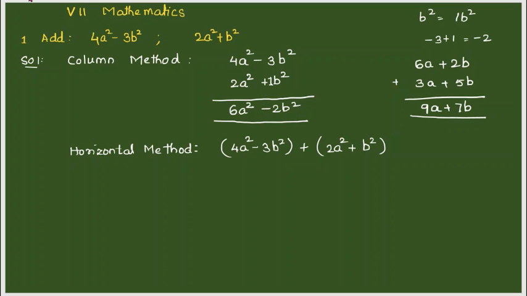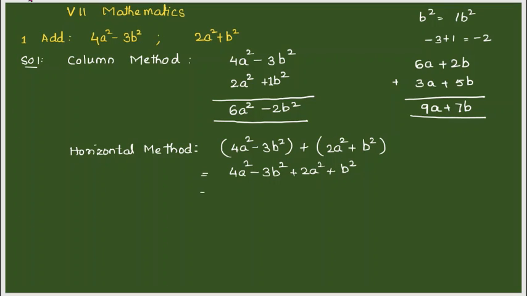That is, let us write. So here we write the given expressions in brackets, 4a square minus 3b square in bracket plus 2a square plus b square. Now next you need to remove the brackets, that is 4a square minus 3b square plus 2a square plus b square, that is plus into plus plus and plus into plus again plus b square.